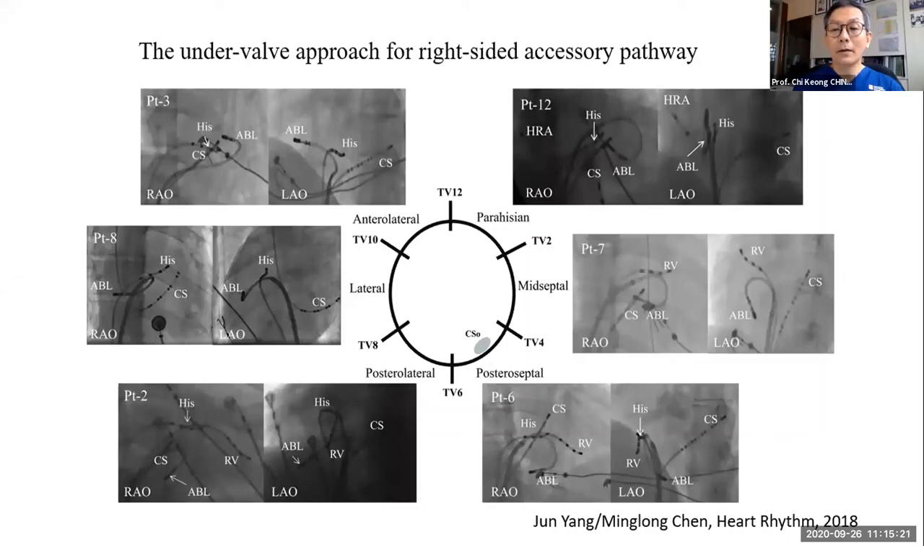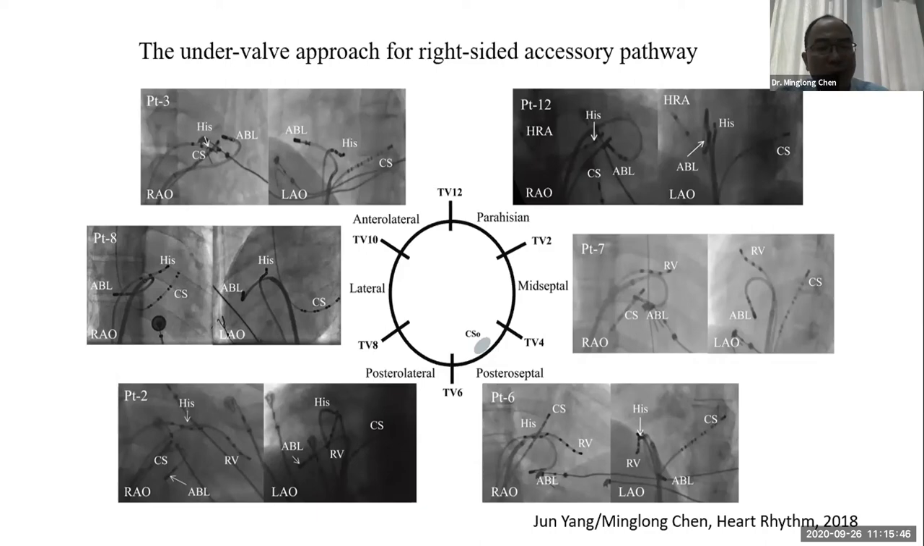Right, thank you. And maybe one last question from the audience would be, in left-sided accessory pathway, is your preference transeptal or retrograde aortic approach? Dr. Chen. So now my preference is transeptal. All right, any reasons for that?